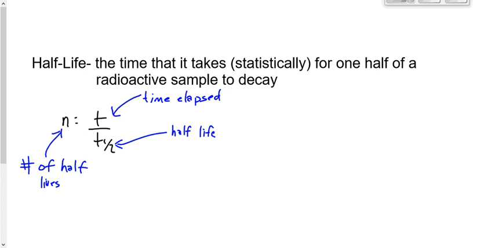That equation is not provided for in your data sheet because it's kind of intuitive, right? You want to find out how many half-lives have gone by, just divide the time by the half-life. It's logical. You don't really need an equation for that. The other one, yeah, it's on your data sheet, and it's good that it is because you definitely need an equation for this one.